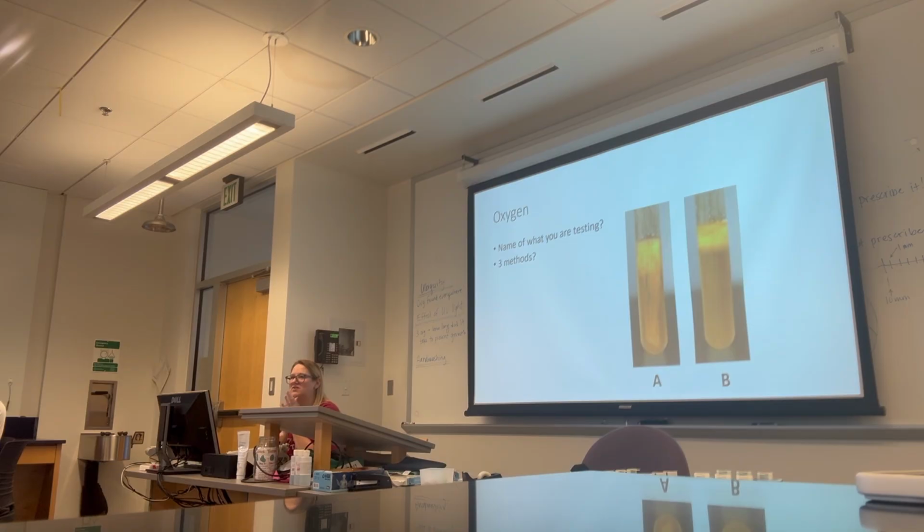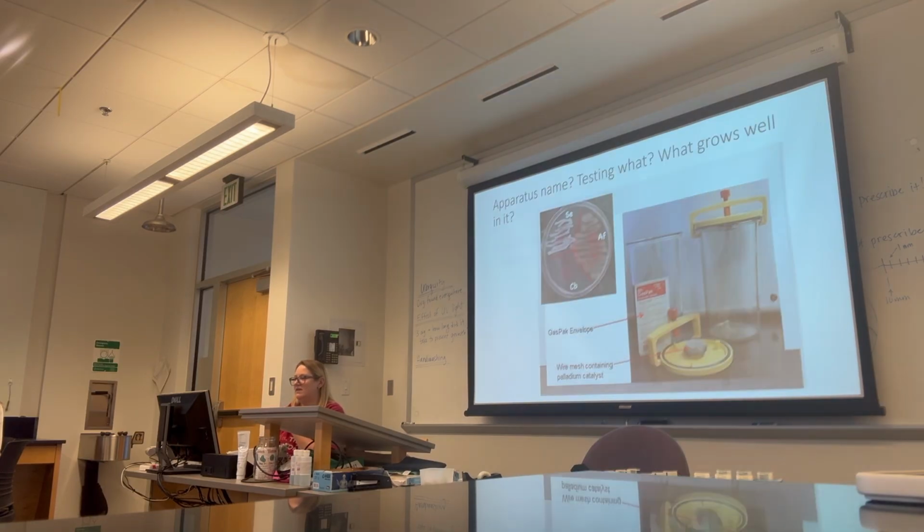Okay, so here's oxygen. When you're testing for oxygen, what is the term used to test for oxygen? Aerotolerance. Yep, aerotolerance. And there's 3 methods we used, and we can use abbreviations, it's fine. So what was the solid one, do you remember? It has 3 letters. BHI, and then the liquid was FTM, and then we also use this thing, the anaerobic jar.